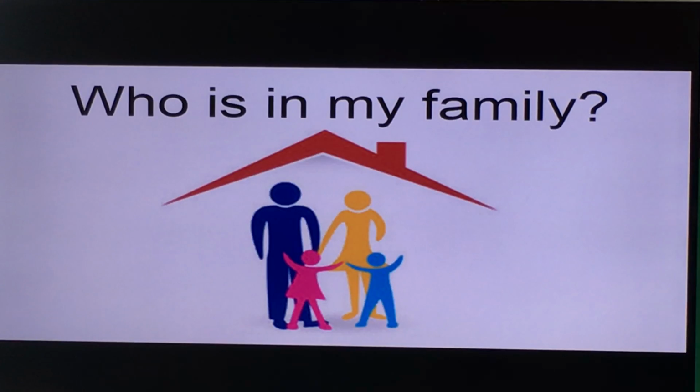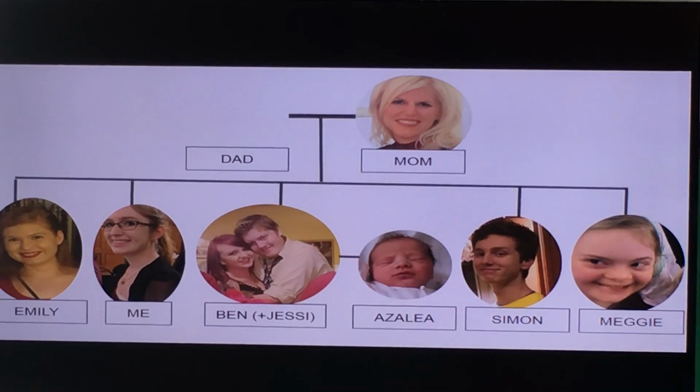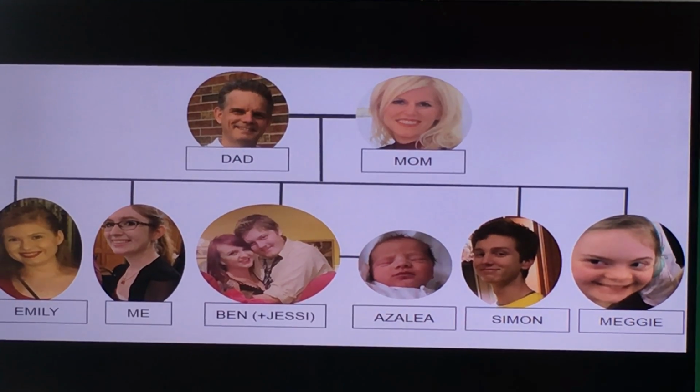So who's in my family, really quickly? So I have quite a large family, I think, compared to most families these days. So I do have the pictures of my parents. Then I have one older sister, her name is Emily. Then there's me, my brother Ben and his girlfriend Jessie. They just had a baby named Azalea. And then I have another brother named Simon and a younger sister whose name is Margaret, but we affectionately have nicknamed her Maggie.